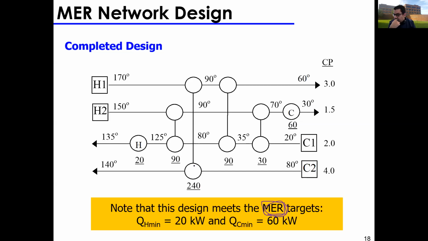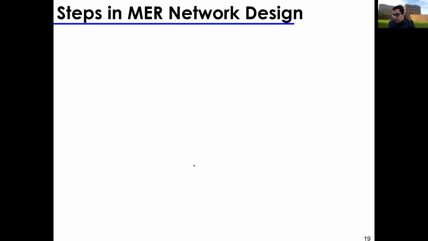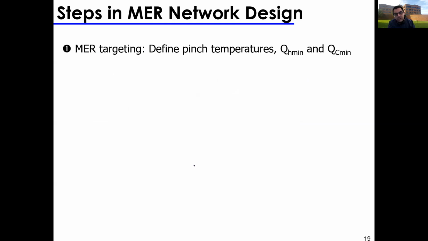Okay, so let's recap the steps. Step number 1, you define the pinch temperature, the QH minimum, and the QC minimum. These are called your MER targets. We can do this in two ways, graphical and cascade. If you're doing graphical, you determine your hot composite and your cold composite, and shift them close to each other until you get delta T min. Then this becomes your QH, and this becomes your QC.